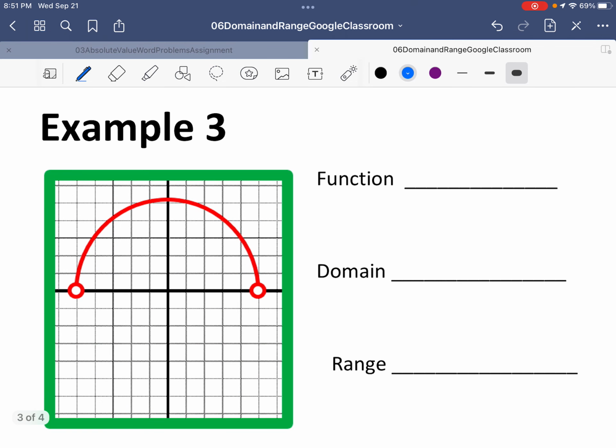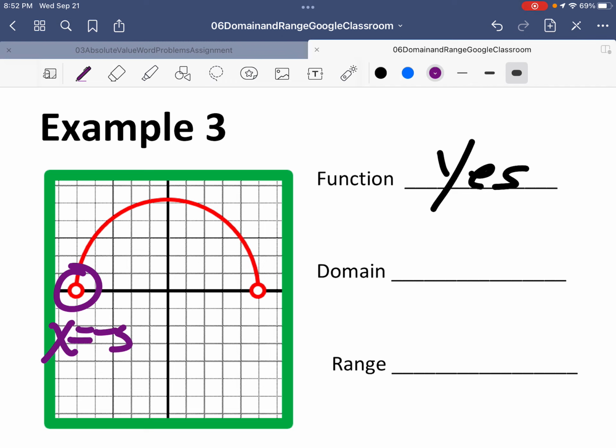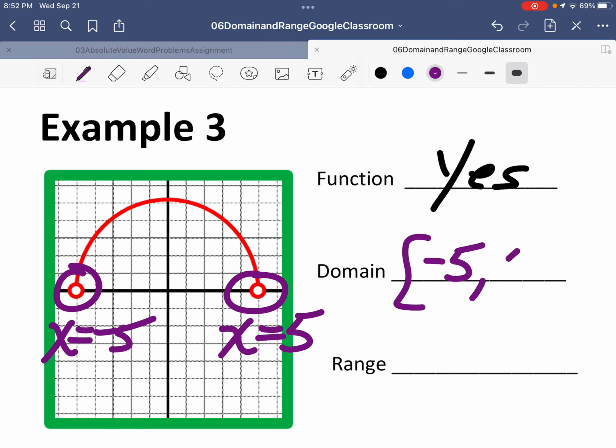Example 3. You should see this on your digital version of this domain and range activity. Pretty good, right? This thing's definitely a function. Now, when it comes to the domain, you might say this is the furthest the graph can go to the left, and over here is the furthest the graph can go to the right. So 5 and negative 5 have a lot to do with the boundaries of this graph. Again, left and right. That means my domain is between negative 5 and 5.